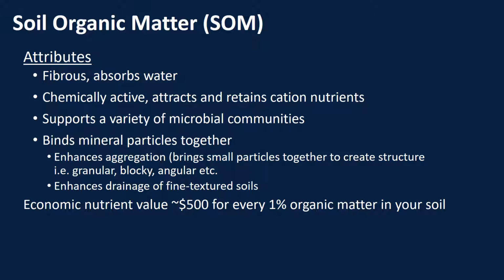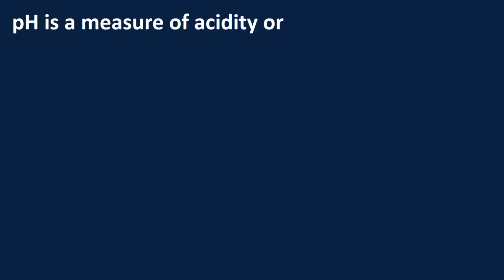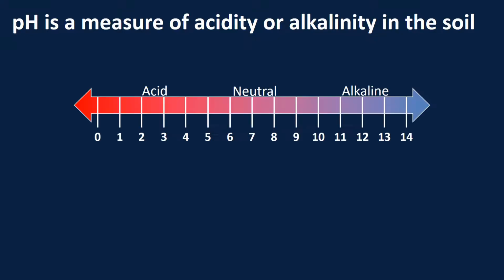So if we look at our next soil chemical attribute, we're going to look at pH. What pH is measuring is the acidity or alkalinity in the soil. A good representation is that it's on a scale from 0 to 14, with 7 being neutral. Things less than 7 tend to be more acid. Soils above 7 tend to be more alkaline soils.